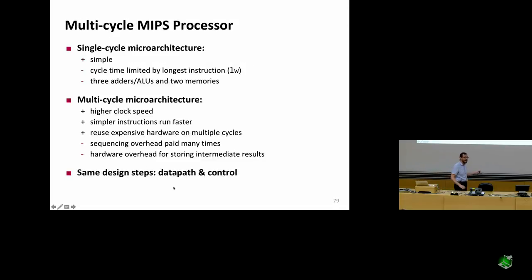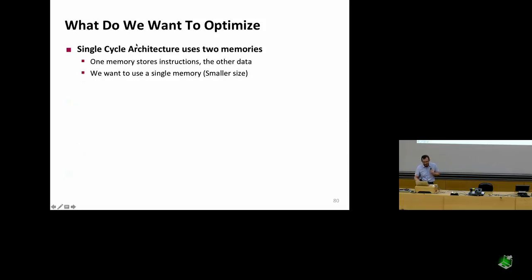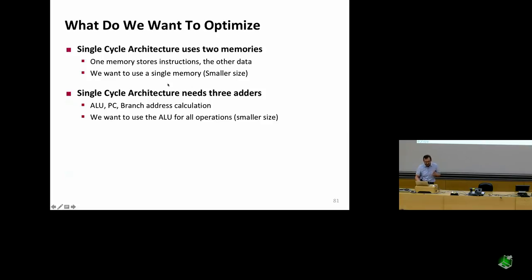We need to design the data path. Now our data path needs to be able to store intermediate data, and we need to design the control for it. Control will be a finite state machine. Okay, so what do we want? Basically, in the single cycle architecture, there are 2 memories, one for instructions, one for data, as we've discussed. We want to use a single memory. Single cycle architecture needs 3 adders: ALU, PC, branch address calculation. You can look at the microarchitectures that we designed. We want to use the ALU for all operations. We want a single ALU, single memory.